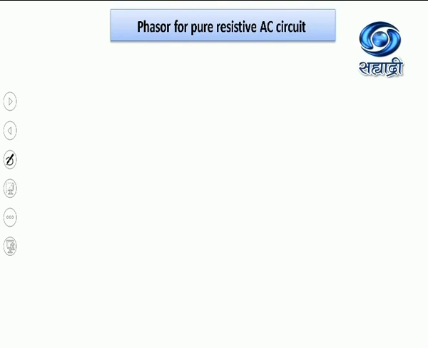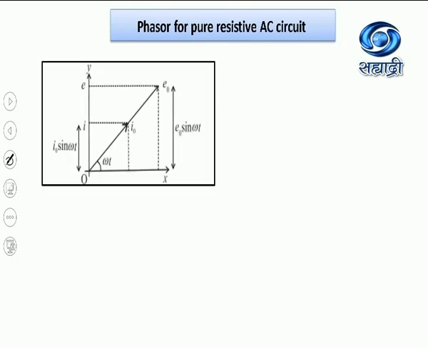Next topic is the phasor for a pure resistive AC circuit. Suppose we are going to show the phase relation between the EMF and current with the help of a phasor diagram. Then what do we do? Initially we draw the phasor for the EMF. So this vector will represent the phasor for the EMF. For EMF, the phase is omega t. That is shown with the help of this angle.